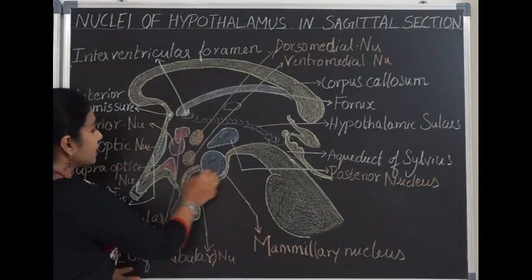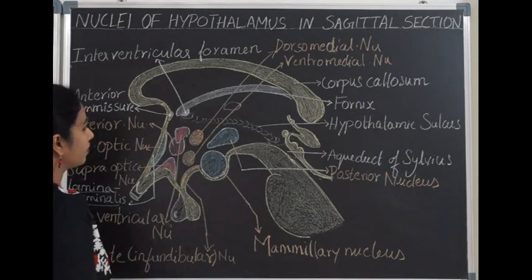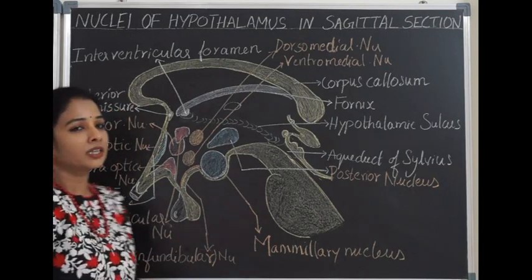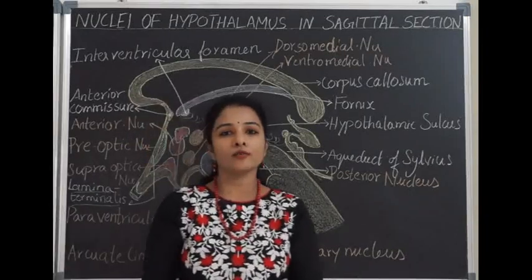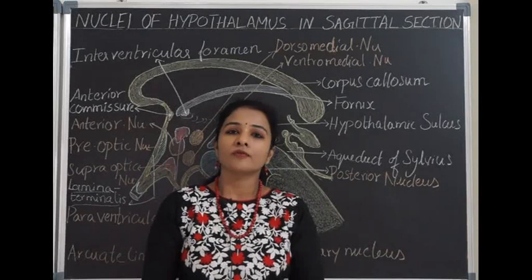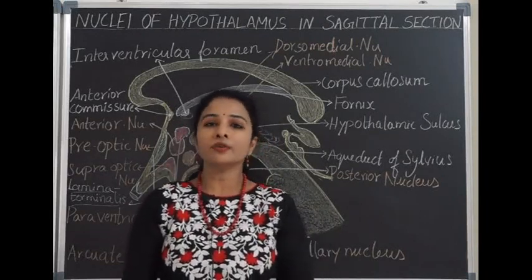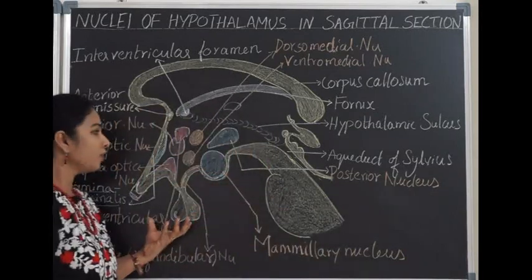So these structures form the inferior boundary. On the medial boundary, the hypothalamus is related to the third ventricle, forming the lateral wall of the third ventricle, and also it forms the floor of the third ventricle. Laterally it is related to the internal capsule. Now let's see about the regions of the hypothalamus.